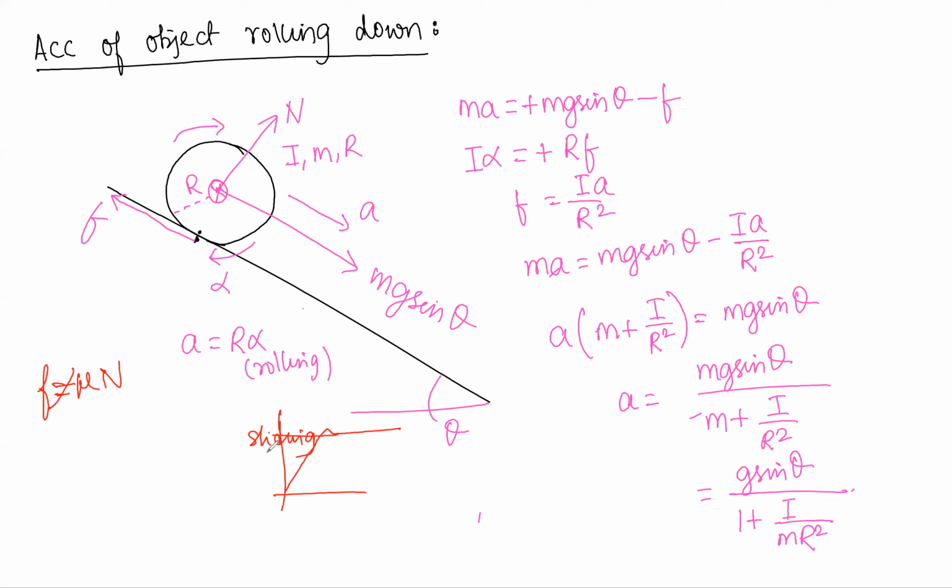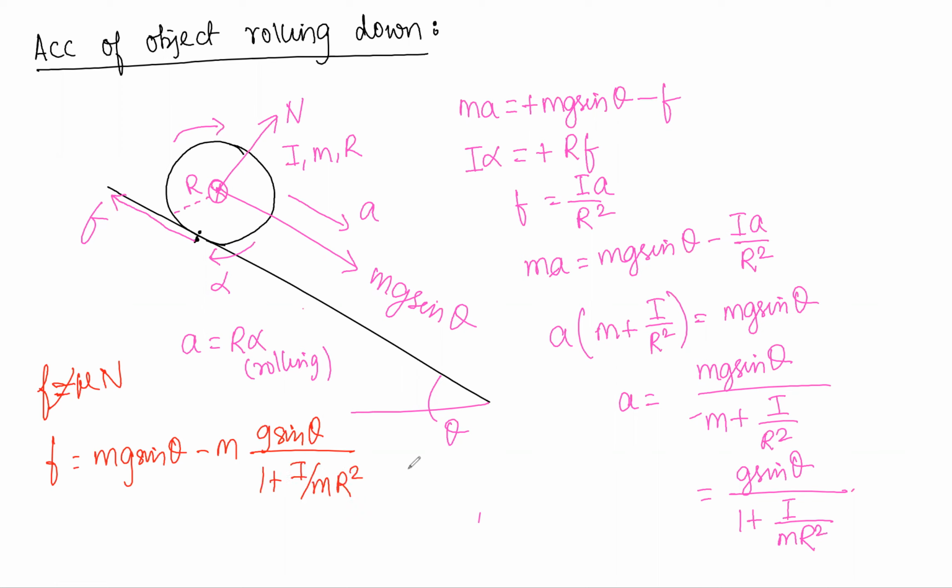What is the value of F? The value of F can be found by solving whatever we have over here. So let's first erase this. From here we can find F. What is the value of F? F is equal to mg sin theta minus ma, and the value of a is g sin theta divided by 1 plus I by m r square.